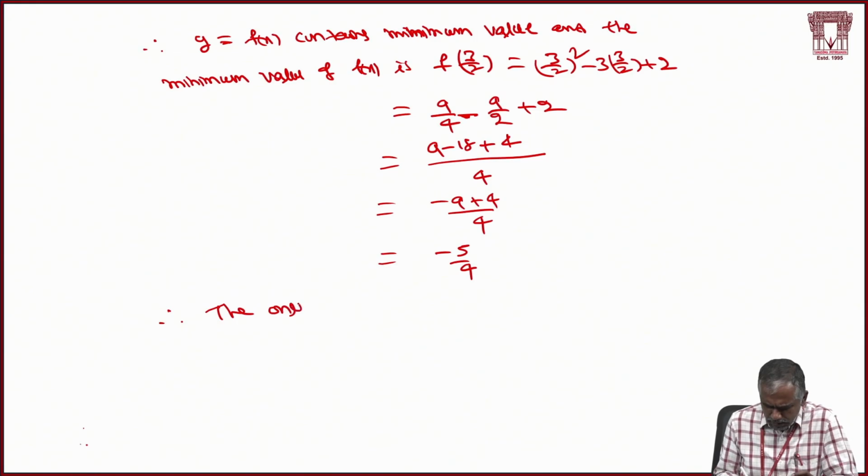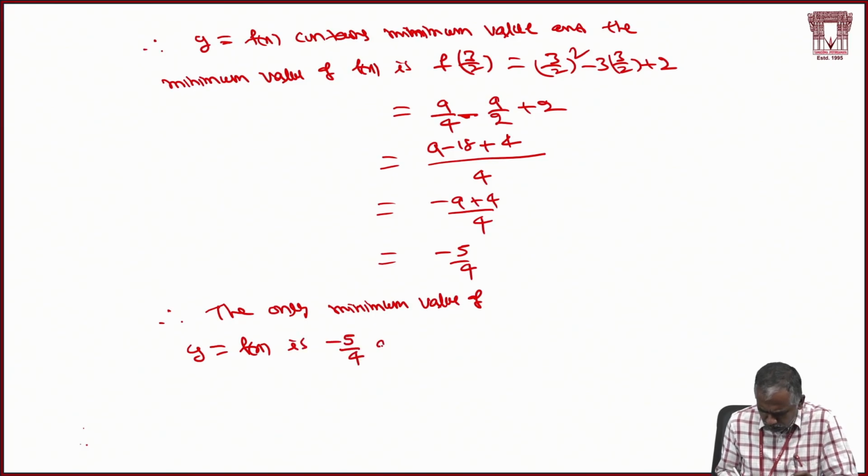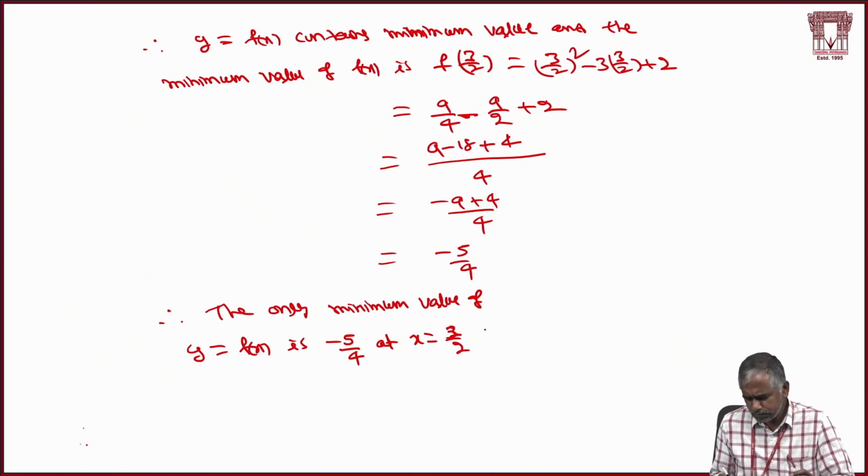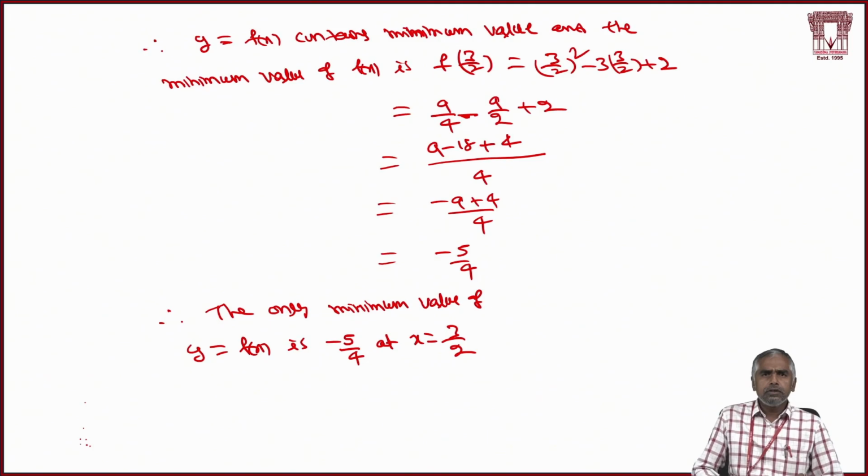Therefore, the only minimum value of y is equal to f of x is minus 1 by 4 at x equal to 3 by 2. So this is an example problem in which we have found the minimum value of f of x according to the procedure. Thank you.